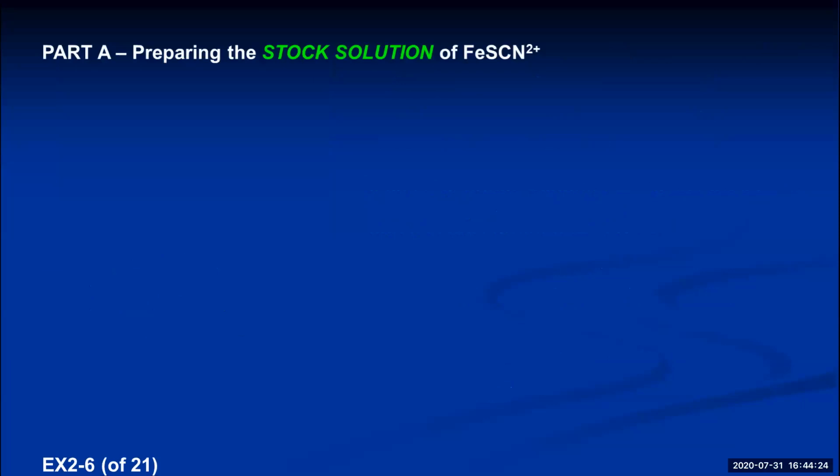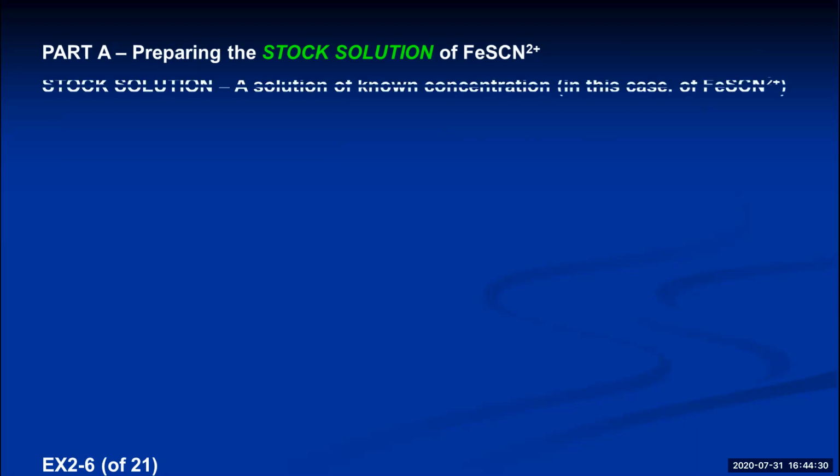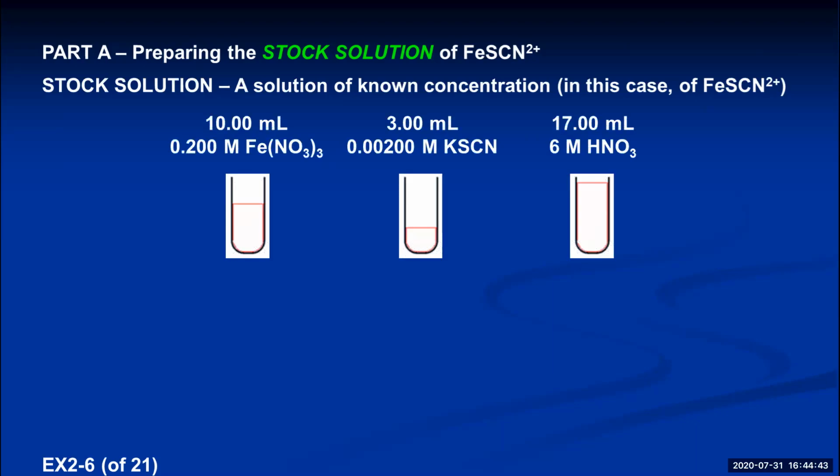So in today's experiment, part A, you're going to prepare something called a stock solution. It's going to be a stock solution of the colored component FeSCN2+. A stock solution is a solution of known concentration. In this case, we're going to know the concentration of FeSCN2+.